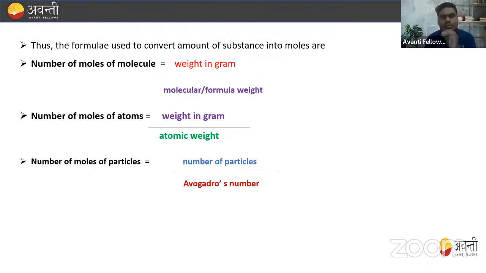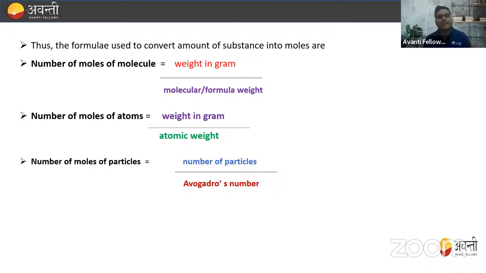The number of moles of a molecule is nothing but weight in gram divided by the molecular or formula weight, in the case of a salt. Similarly, we can define the number of moles of an atom as weight in gram divided by atomic weight.